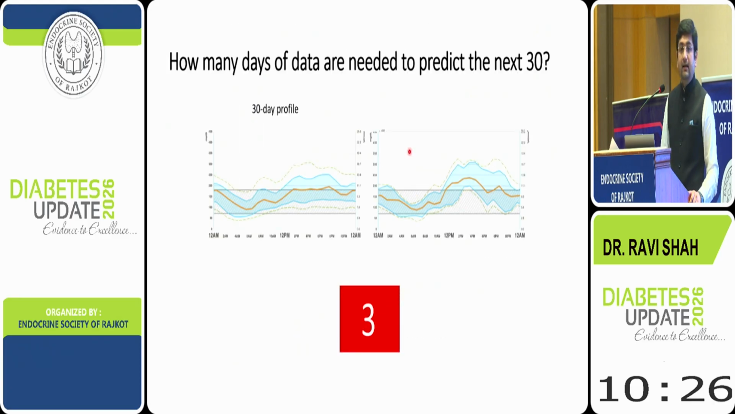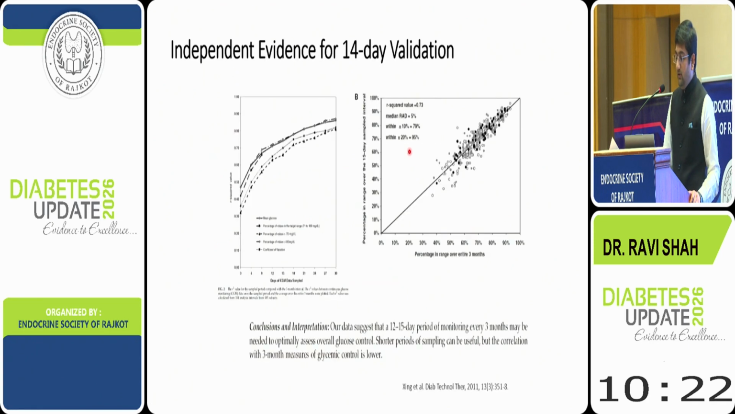And why are we applying it for 14 days? We are applying it for 14 days because there is evidence that if the patient has a sensor for 14 days, then that is able to predict the patient's next 3 to 6 months of glucose values.